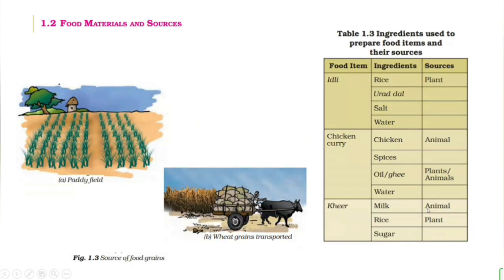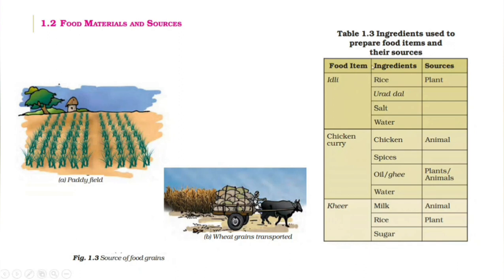Basically, the major source is the plant source. We eat rice, which comes from paddy fields like this, and we eat wheat also. Wheat grains are transported from the fields to the markets on bullock carts and so on.